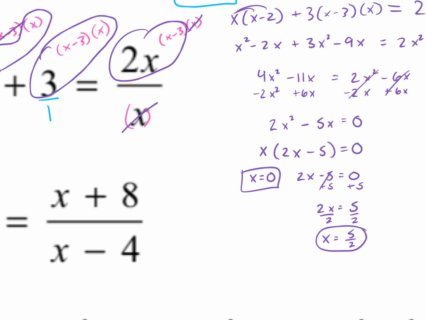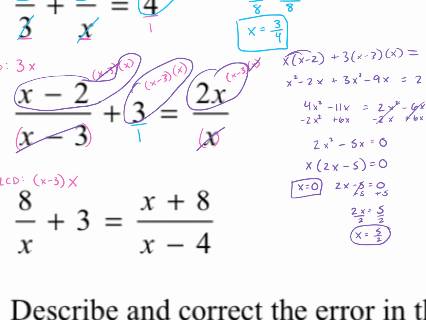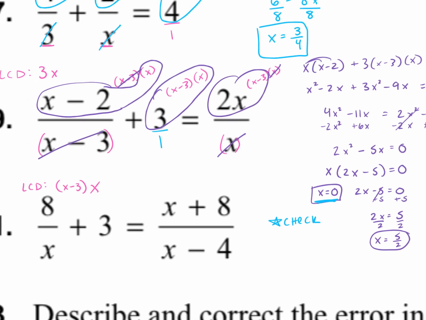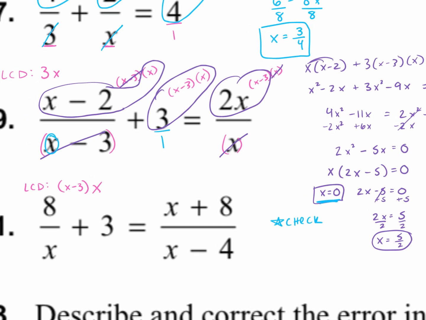When we get multiple answers, you have to check your work. What am I checking for? What could I not have when I'm dealing with fractions? 0 where? In the denominator. So I'm going to plug my answers in and see if one of them gives me 0 in the denominator. So I have x minus 3. Is that 0? Nope, so we're good there. If I plug in 0 to x, do I have 0 in the denominator? So is 0 one of my answers? Nope.